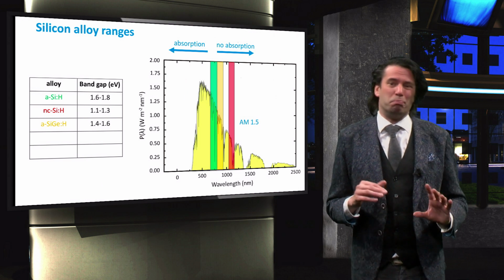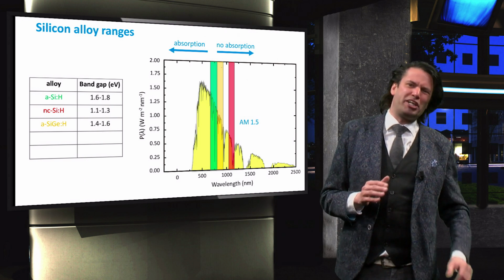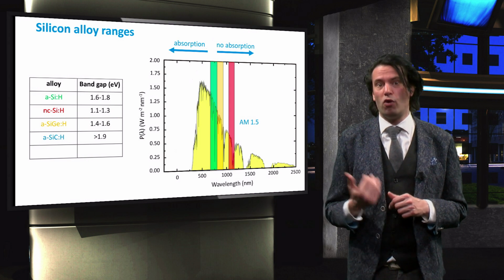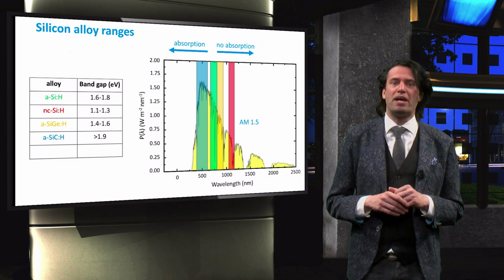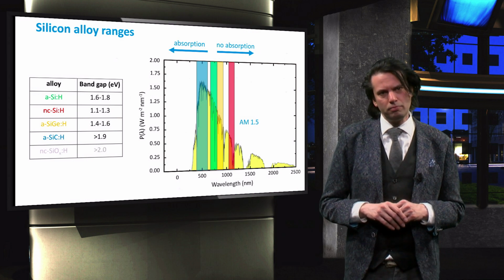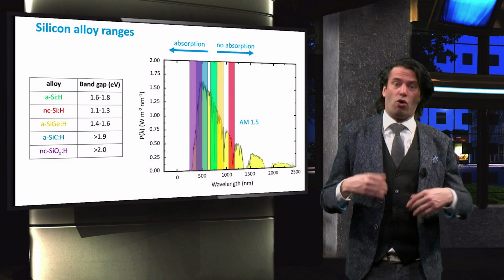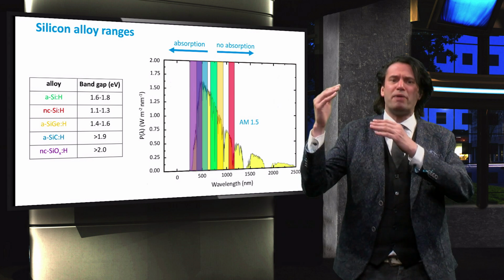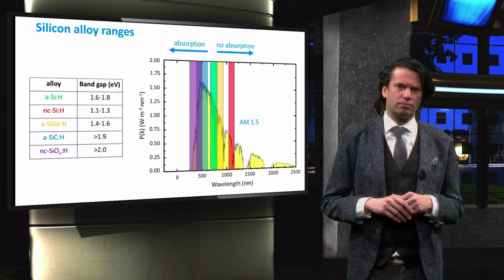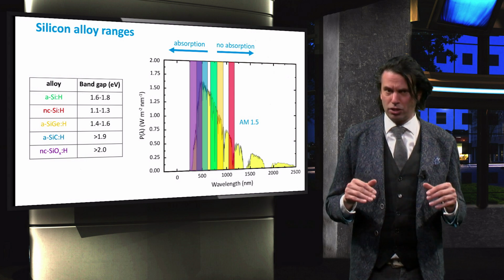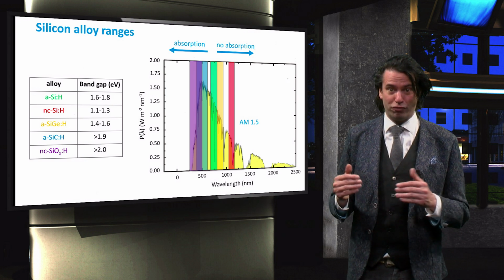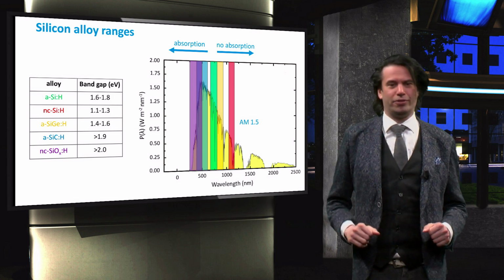Amorphous silicon germanium has a bandgap energy ranging from 1.4 to 1.6 electron volts, while amorphous silicon carbide has a bandgap energy greater than 1.9 electron volts. Nanocrystalline silicon oxide finally has the highest bandgap energy of these alloys, over 2 electron volts. This is to be expected since glass, which is silicon dioxide, has a bandgap energy of about 9 electron volts.